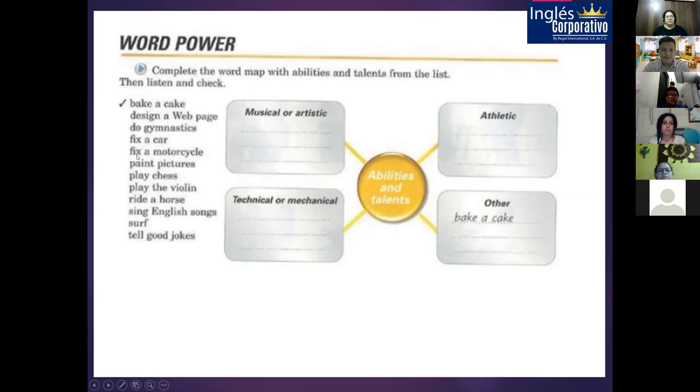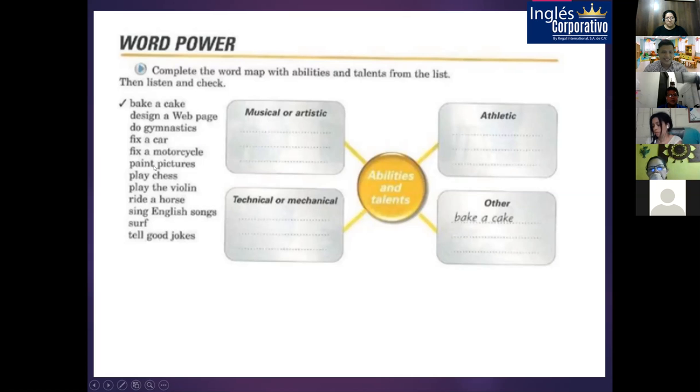Nice. Well, what does it mean, fix a motorcycle, Saulardo? What's the meaning in Spanish? Mecánico de motocicleta. Okay. But what does it mean, fix? Arreglar una motocicleta. Fix, remember students, would be reparar o arreglar. In this case, it could be a mechanic, right? Thank you, Saul. Okay, nice.